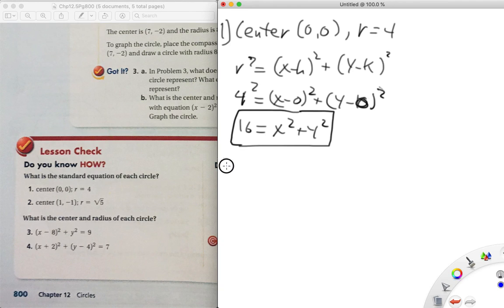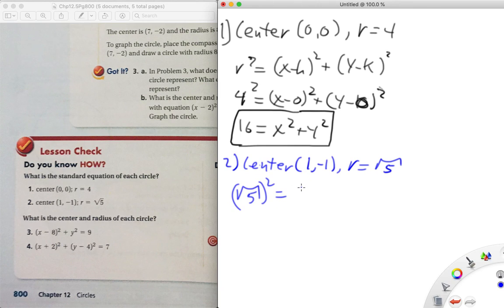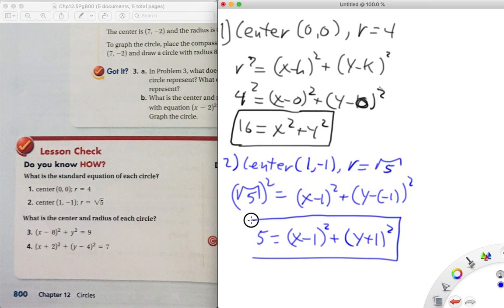For number 2, we have a center at -1, -1, and the radius is square root of 5, so 5 squared equals x minus h, so it's going to be x minus 1 squared plus y minus negative 1 squared, and square root of 5 squared is 5, x minus 1 squared plus y plus 1 squared, and that would be the equation of that circle.